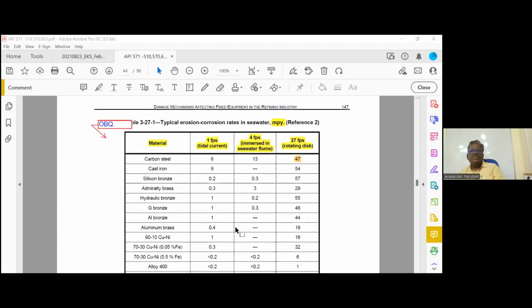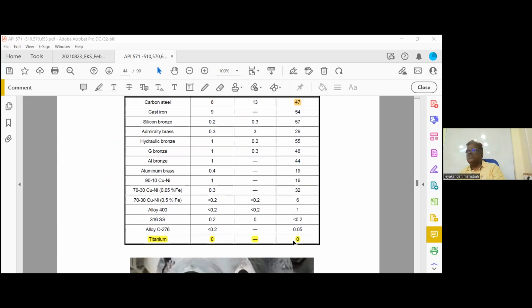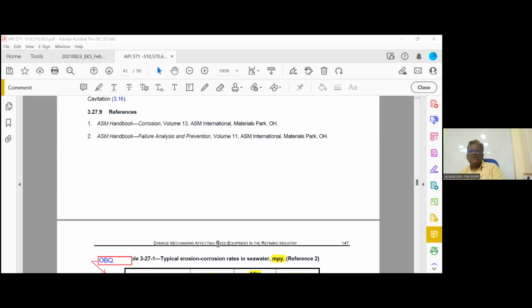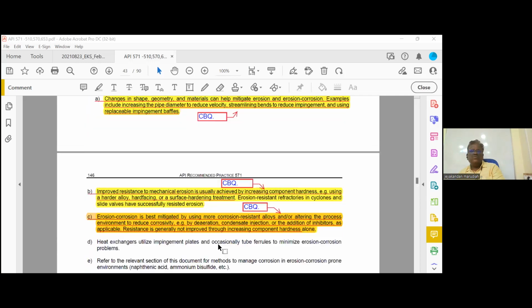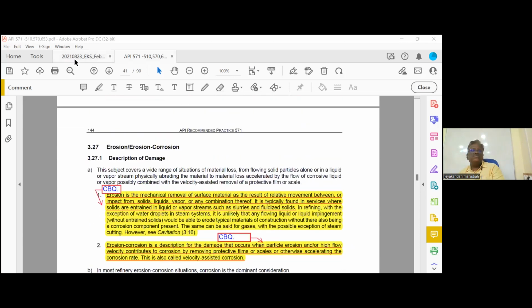The next page, you can see the erosion corrosion rates in seawater. So sometimes there was an open book question. If you take 1 foot per second tidal current, what will be the corrosion rate? These are the corrosion rates. And you can see titanium is not affected by erosion corrosion. Just to highlight this one, it was asked in one of the old exam questions, which of the following materials is not affected by erosion corrosion in seawater service? Answer is titanium. So we have 11 questions.